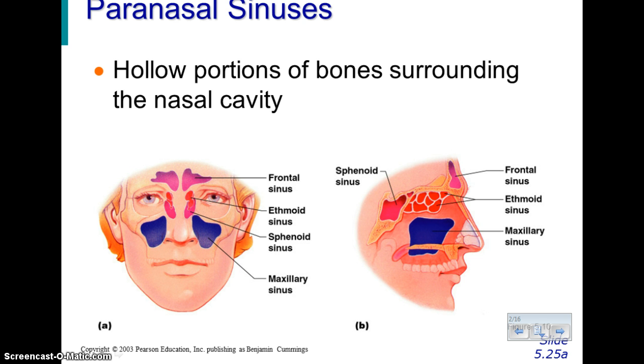First thing to discuss is the paranasal sinuses. Para means around, nasal means nose, and sinus is really a hollow portion. So these are cavities in your face that are within the bone that are hollow.